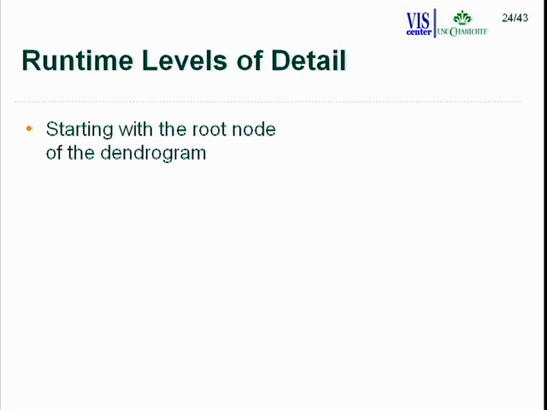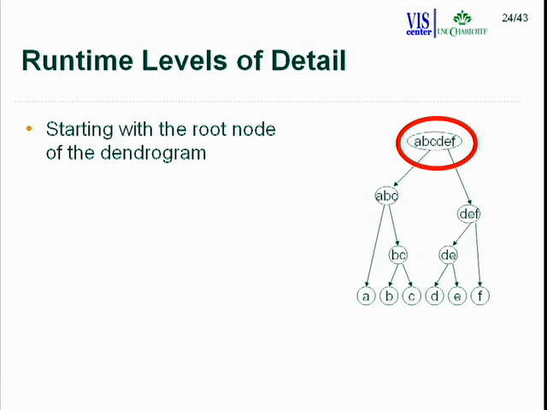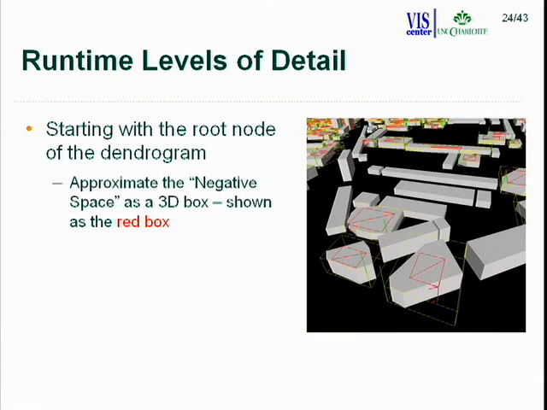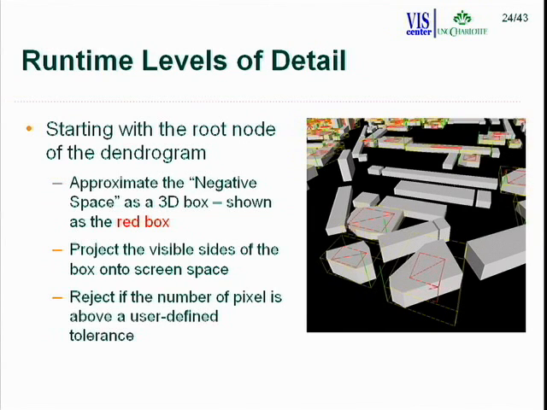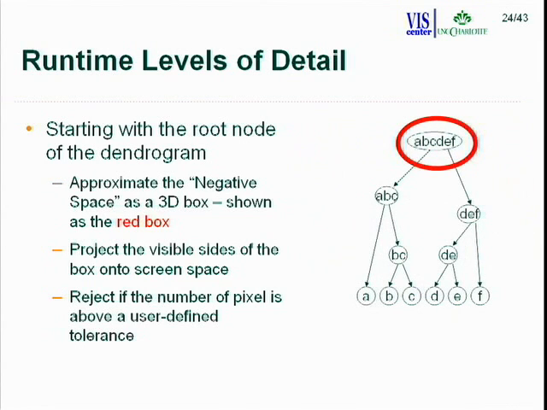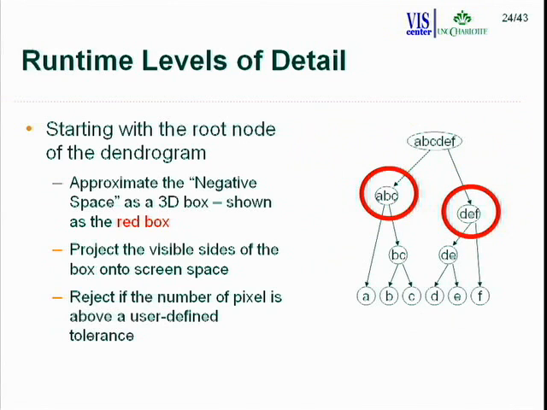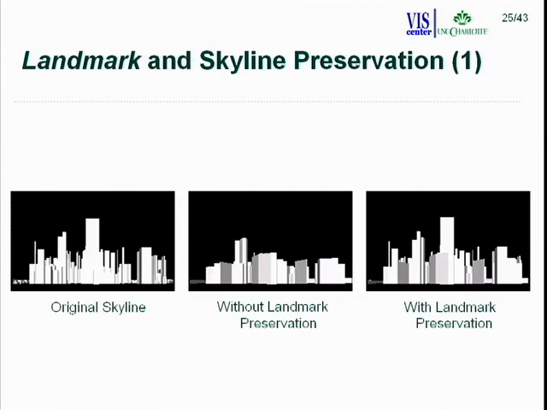First, we talk about how we choose the right model to render, and we start with the root node of our dendrogram, in this case A, B, C, D, E, and F. Then we take the negative space of that particular cluster mesh, shown here as an approximated 3D box in red, and we project that box onto screen space. If the number of pixels it occupies exceeds some user-defined tolerance, then we reject that node and recursively check its 2 children. That just keeps going until you find the appropriate cut in the LOD tree.